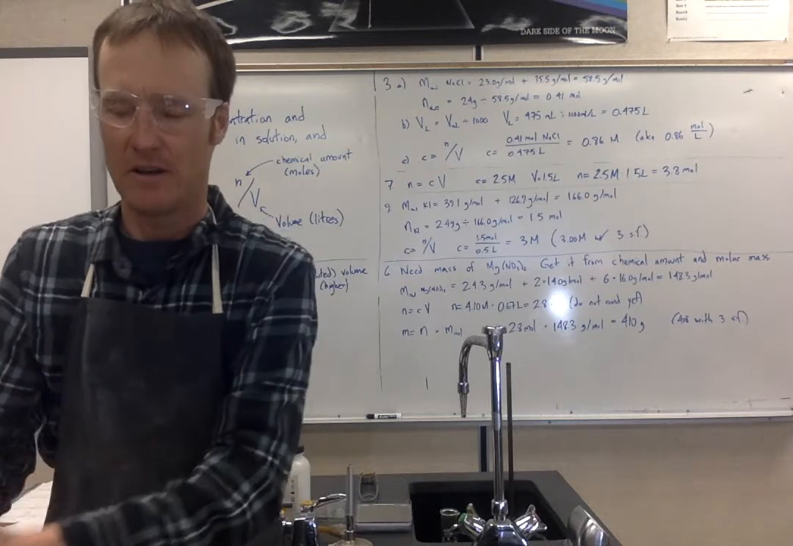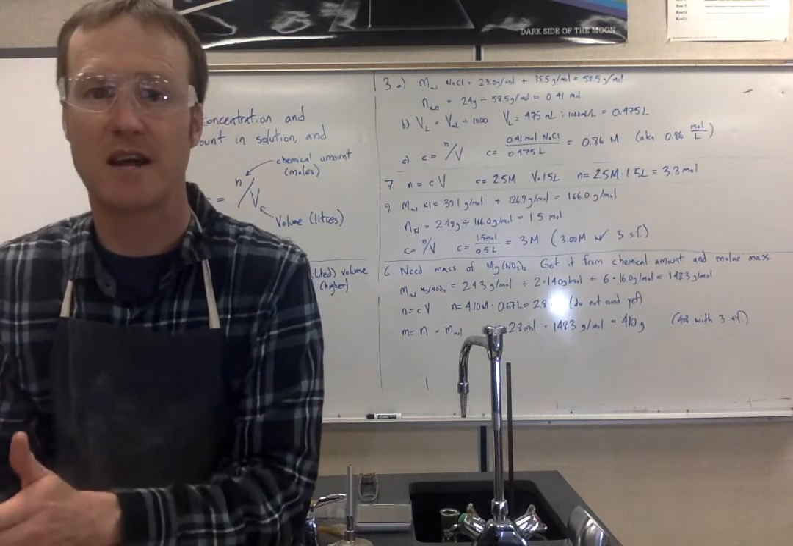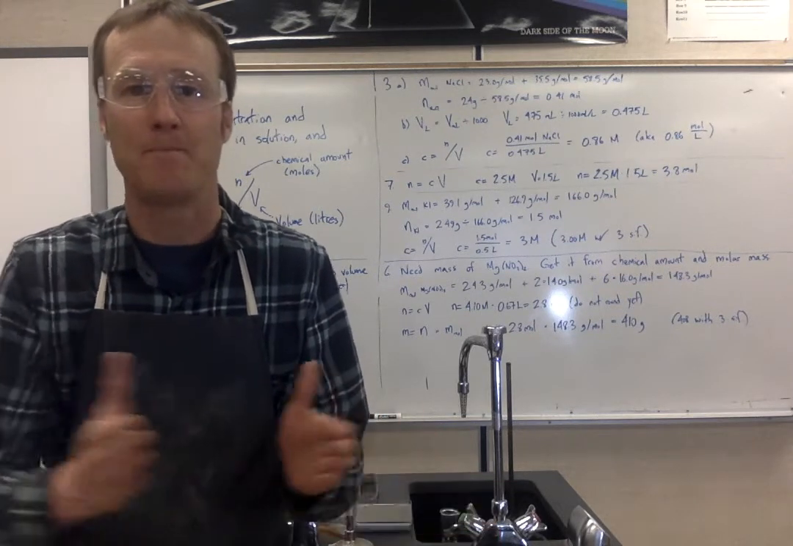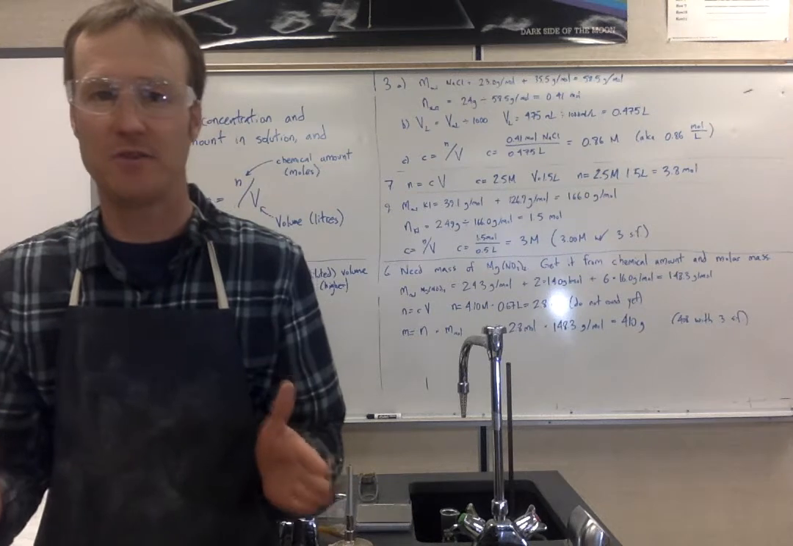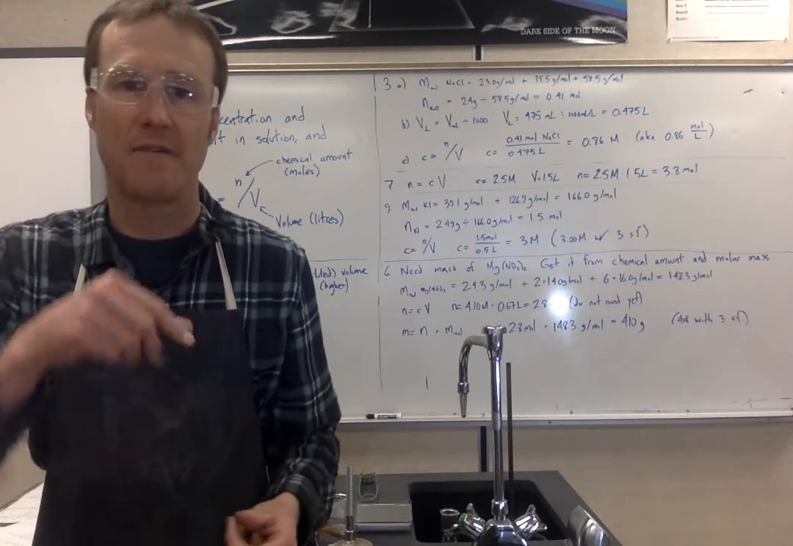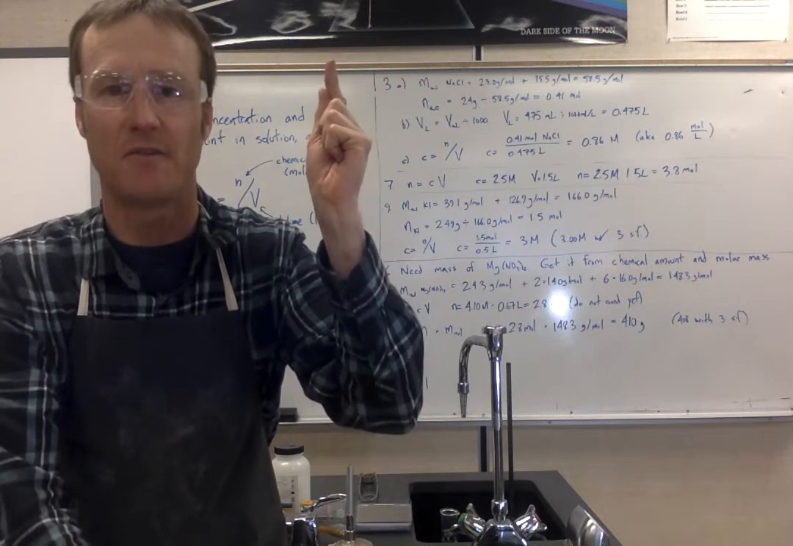So C1V1 is a chemical amount. C2 times V2 is a chemical amount. The chemical amount doesn't change when you do dilution. All that changes is the volume, and as the volume goes up, the concentration goes down.